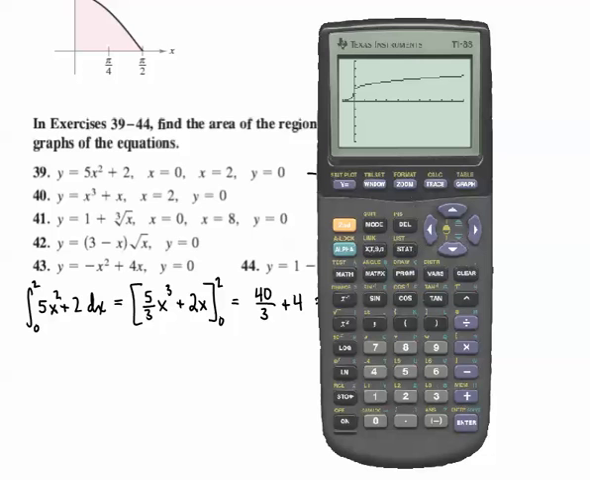Okay, and we're looking for this between the curve, the x-axis, which is y equals 0, the y-axis, which is x equals 0. So we want all of that area from x equals 0 to x equals 8. And option number 7, 0 to 8.